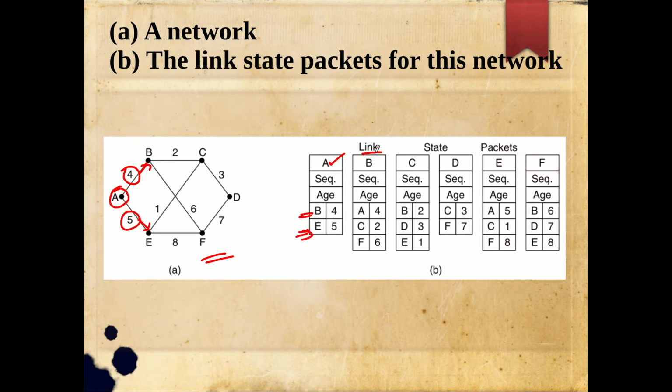Similarly at node B, sequence number, age, and who are the neighbors of B? A with a distance of 4, C with a distance of 2, and F with a distance of 6. So like that the link state packet is built. So this is about a link state packet. Similarly at C, D, E and F, everyone will create their link state packet.